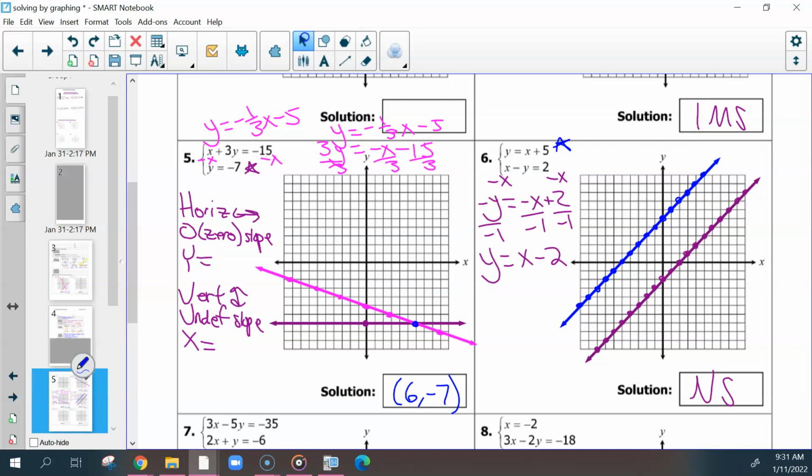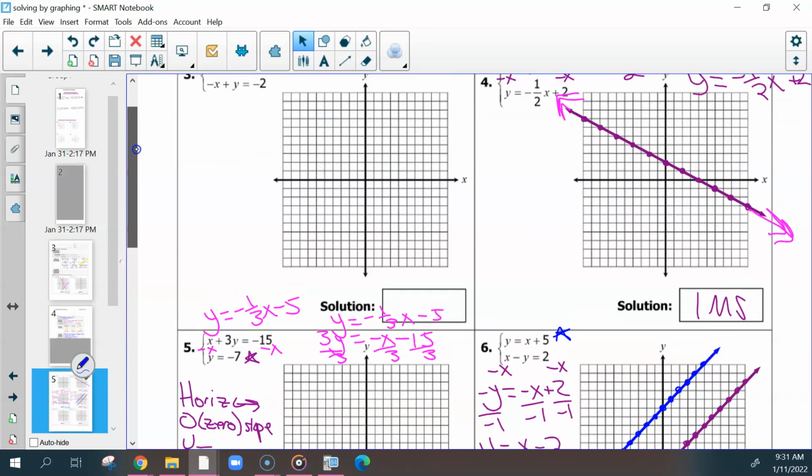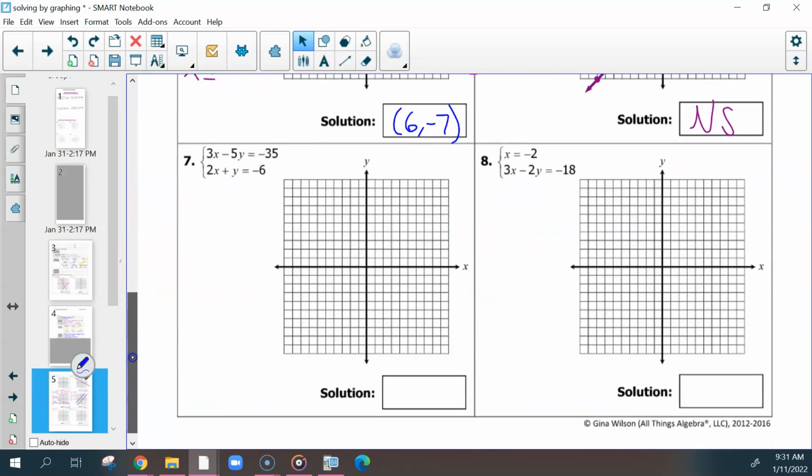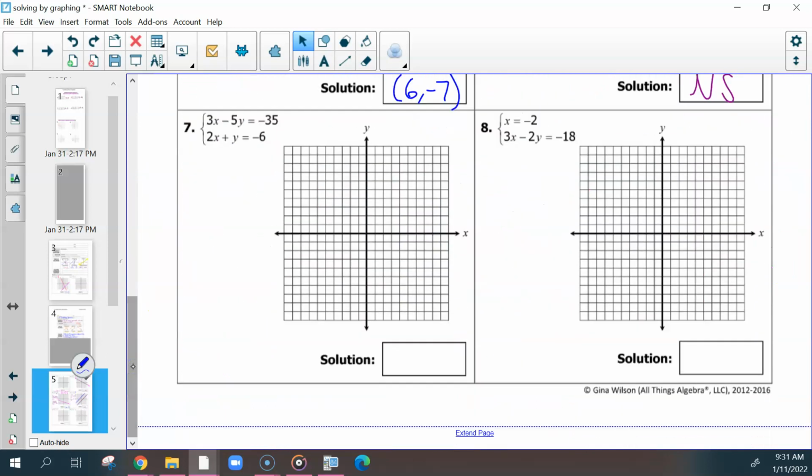Do we have any questions on how we solved any of these so far? I'm going to give you the next 10 or so minutes to go back and do number 2, number 3, and then 7 and 8, and then we'll come back and we'll talk about your answers.